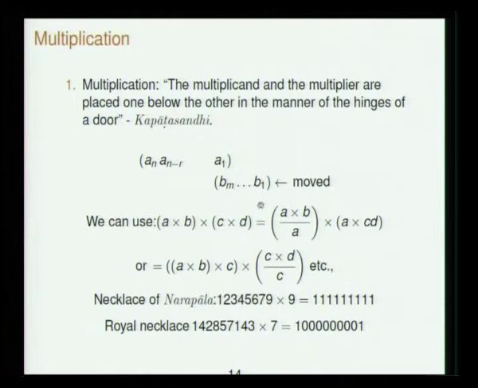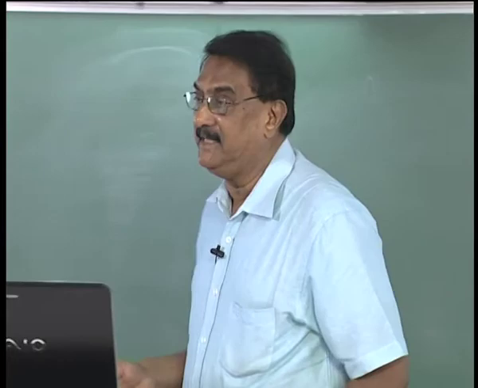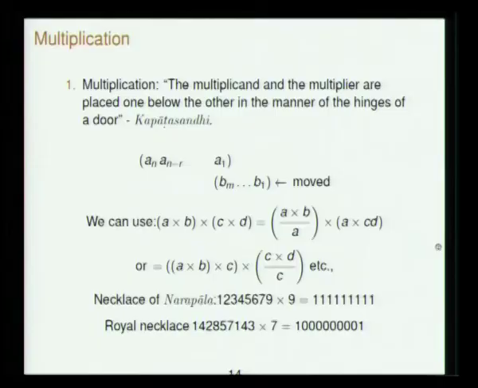Then A into B into C into D is equal to A into B by A into C D. In some applications, in particular examples, it may be convenient to divide by something and then afterwards multiply by the same thing. So, that is all it means. Similarly, he gives some interesting products like 12345679 into 9 is 111111111, it is called Narapala.